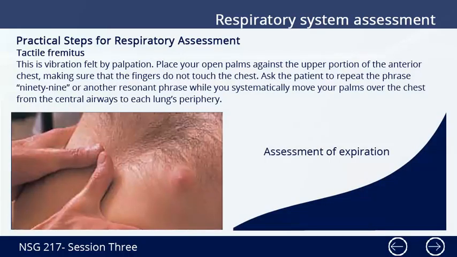Practical steps for respiratory assessment. Tactile fremitus. This is a vibration felt by palpation. Place your open palm against the upper portion of the anterior wall, making sure that the fingers do not just touch the chest. Ask the client to repeat the phrase 99 or another resonant phrase while you systematically move your palms over the chest from the central airway to the lung periphery.